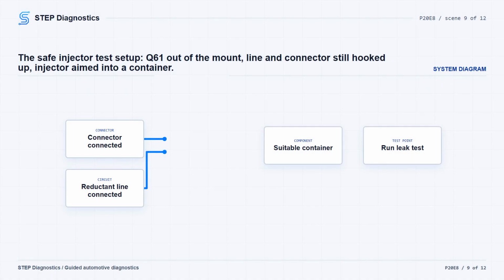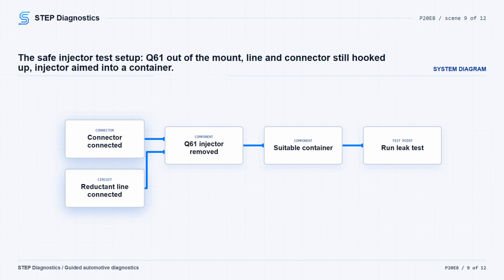For circuit and system testing, remove the Q61 reductant injector, but leave the reductant line and electrical connector connected. Place the injector into a suitable container. Run the reductant system leak test and verify the injector is not leaking. If the reductant injector is leaking, replace the Q61 reductant injector.